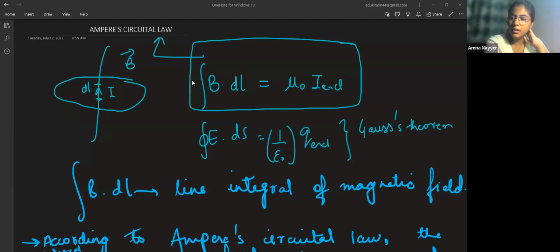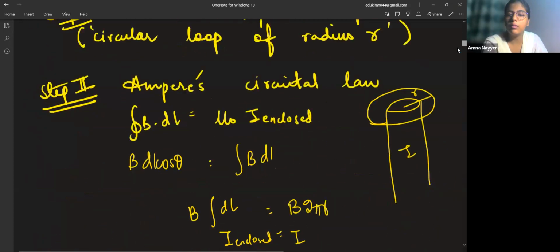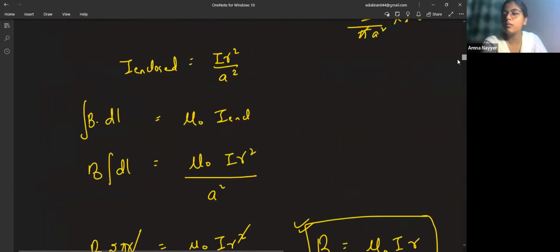Let us begin with Ampere's circuital law. What was Ampere's circuital law? The line integral of the magnetic field, that is B dot dl, is equal to mu naught times the current which is enclosed. We had seen two applications of this. One was the solenoid, the other was the toroid.